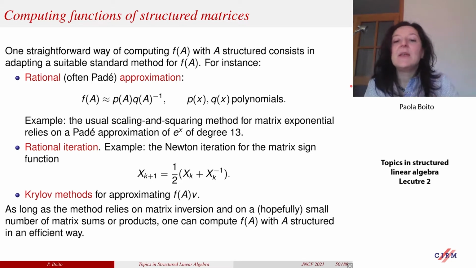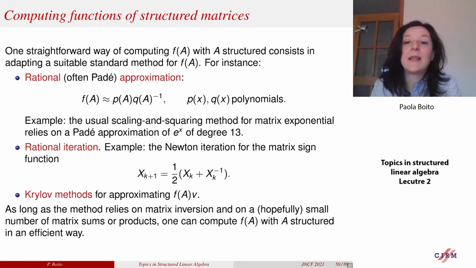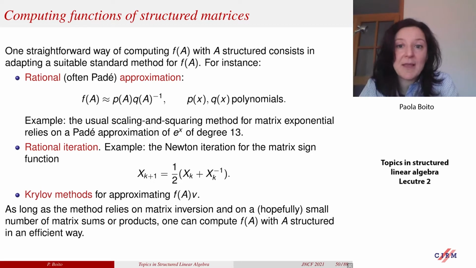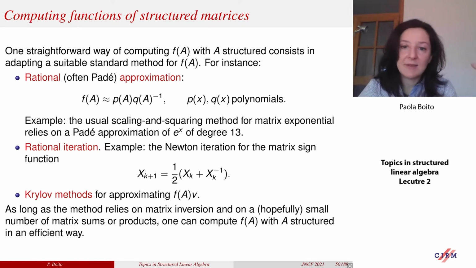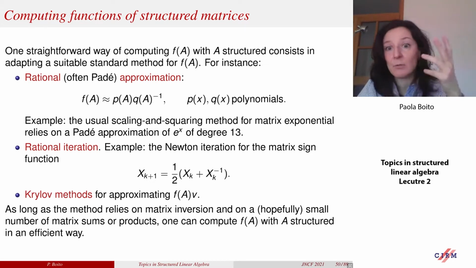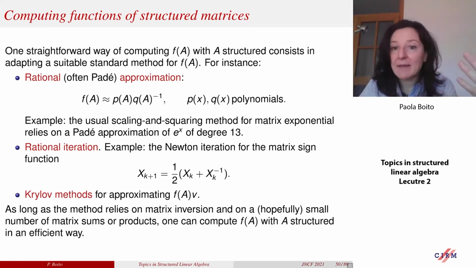For instance, usual methods of computing f of A include rational approximations. Take the matrix exponential. One of the most widespread ways of computing it, the one that's implemented in MATLAB, for instance, is the so-called scaling and squaring method. The way it works is that it takes a matrix and scales it so that it has norm bounded by a reasonably small number, and then it applies a rational approximation of the exponential function.